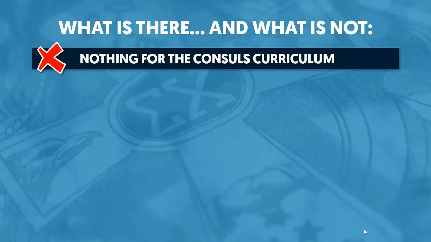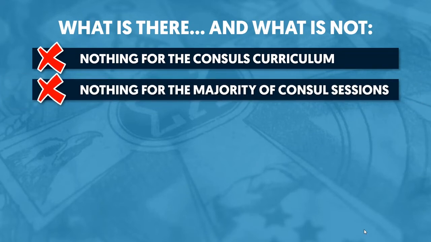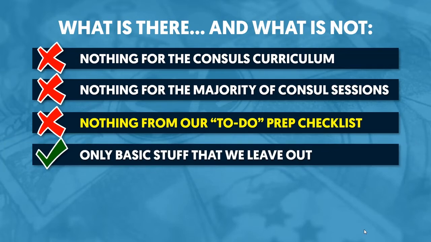What else is there? Nothing for our consul's curriculum. In general, our consul's curriculum is separate from the stuff that's on here. That's why we've got our own tools. Those are our speedboats. You've got nothing for the majority of our consul sessions. So you do have some things for those modules on feedback and leadership, but you don't have anything for the majority of our sessions. Nothing from our to-do prep checklist. Again, remember, our Monday.com to-do prep checklist, that's the stuff that we have to do. That is our Bible of things to get done, and this is just one of those things on there. Only the basic stuff that we leave out. So we're trying not to be duplicative.